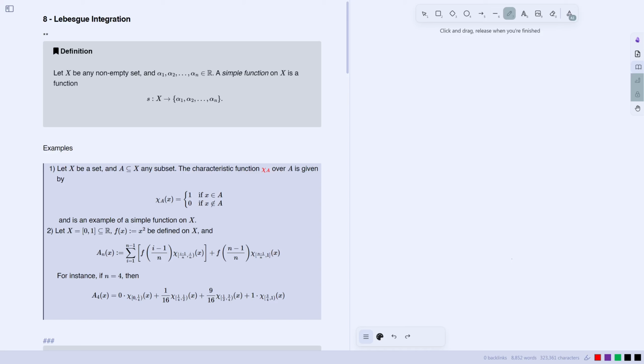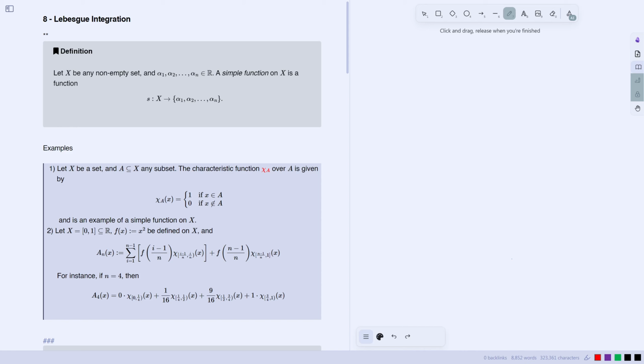We're going to continue with our review of measure theory. We're almost done. We've got two more videos after this. One more video on measure theory, and then we've got one video on complex analysis, and then we'll be done. We'll be starting the first chapter of the book.